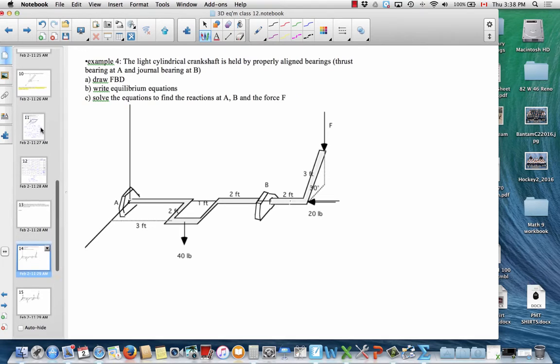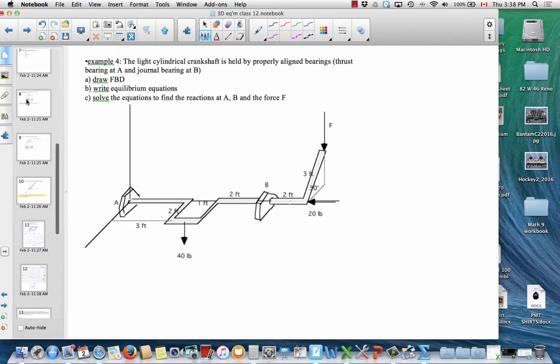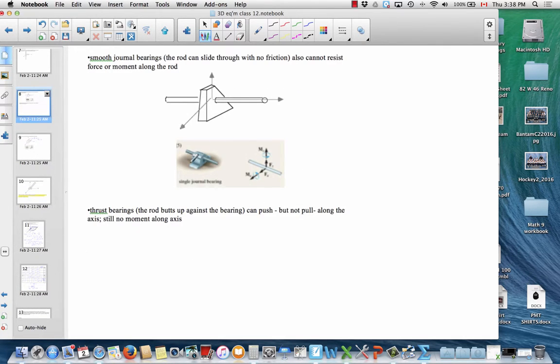So now let's just quickly go back and discuss those very briefly here. So this journal bearing, the rod travels through it. It's smooth, so it cannot resist a force in that direction. So there could not be an Fy here, but there could potentially be a Z, and there could potentially be an X force that act at that point.